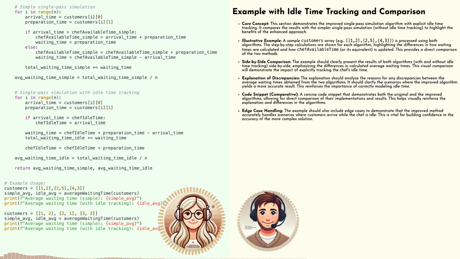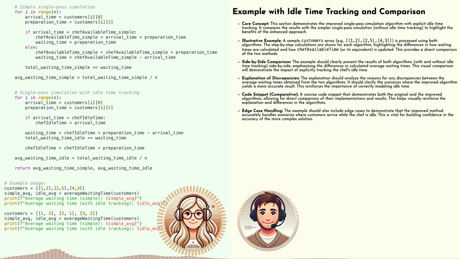Do we add idle time for them too? Good question. In this case, no, because customer 3 came in before the chef finished the last order. So their wait time is just those 4 minutes while the chef finishes up. Makes sense. So no extra idle time for customer 3. Just add their 3-minute cooking time to the 4 minutes of waiting. So 7 minutes total. And we update availability one last time to 11 after customer 3's order is done.